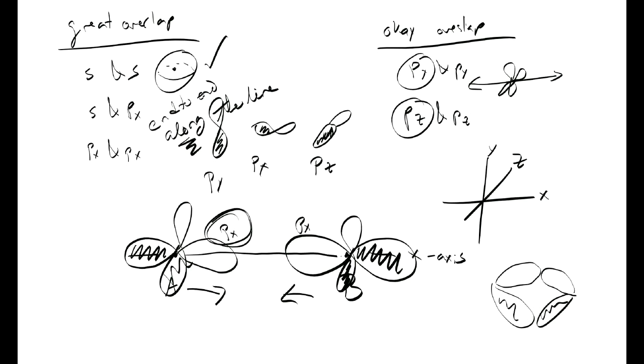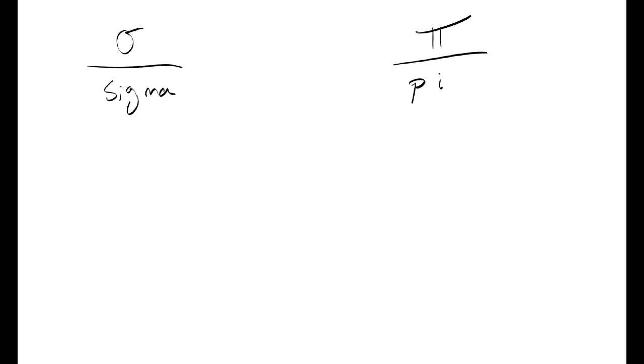So we have two kinds of bonds: the great overlap and the okay overlap. And we have different names for those. First up, we have sigma, and the other one is pi. These are Greek letters. So sigma, and pi. This is the Greek letter S, and this is the Greek letter P.